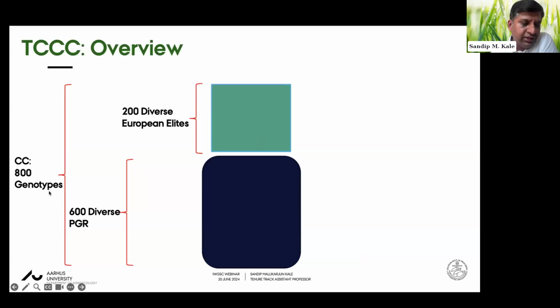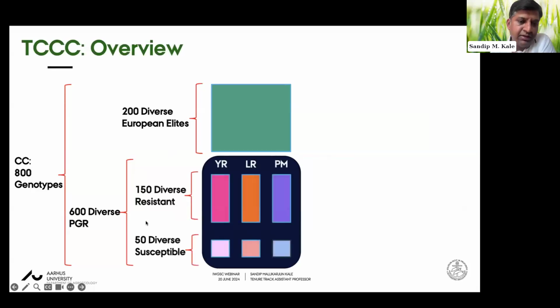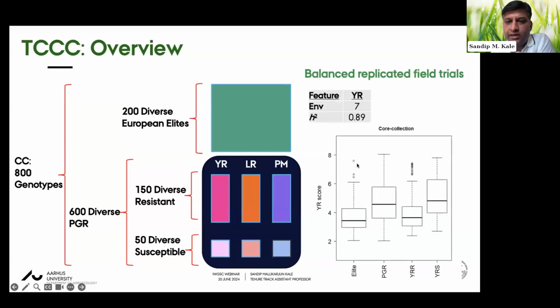In this way we generated a core collection of 800 accessions, which consists of 200 European elite lines and 600 plant genetic resources. We included these European elite lines in order to have known sources of resistance. For the 600, there were 150 resistant accessions for each disease, and 50 susceptible accessions. We phenotyped this core collection in 7 different environments, and you can see there was clear enrichment of resistance alleles in the accessions from the trait-customized core collection.